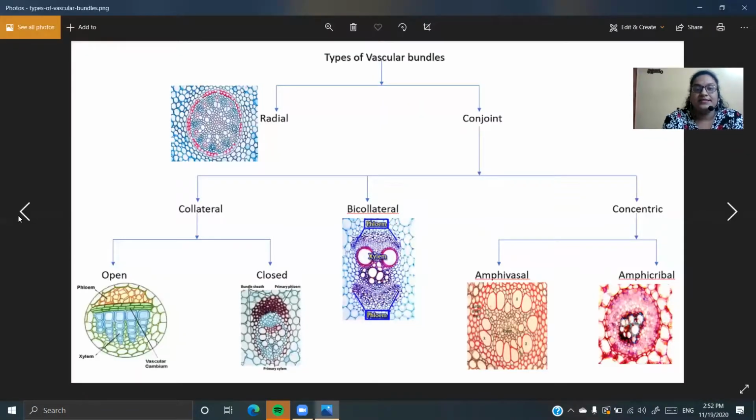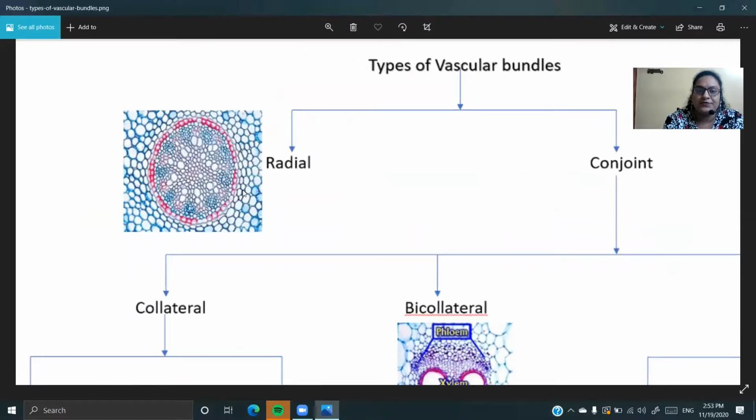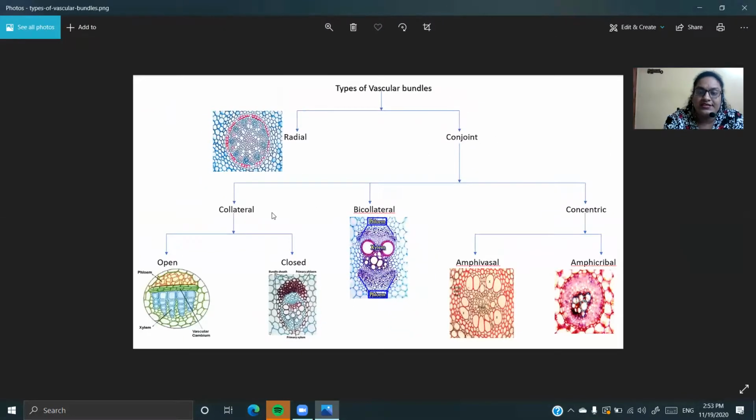So this is based on the arrangement. The one is radial, where they are present distinctively, separately on different radii. They are not present as a bundle. This is your radial. And the next one we can see they are present separately here. Next one we have is a conjoint, where the conjoint is going to be collateral, where they are placed one above the other. These are the xylem, the phloem, in between with the cambium. So we call it as open.